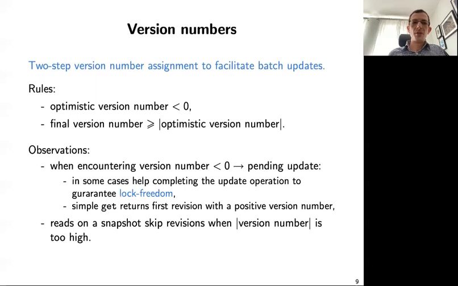It means that whenever we encounter a revision with a negative version number, we know that there is a pending update operation that we might have to complete to guarantee lock freedom. Some operations, such as a simple get, can safely skip revisions from uncompleted updates and just return the value from the first encountered revision with a positive version number. Since a snapshot corresponds to a certain version number, reads on the snapshots can skip revisions whose absolute value of the version numbers are too high.